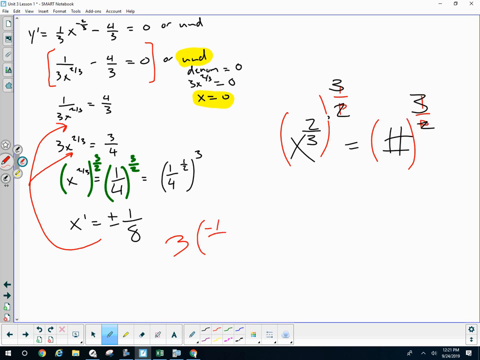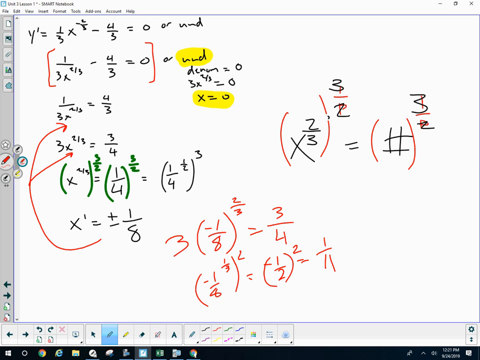Let me see. If I plugged in -1/8 right there, and I take -1/8 to the 2/3 and I multiply it by 3, do I get 3/4? Well, let's see. I know -1/8 to the 2/3 is the same as -1/8 cube rooted, squared. The cube root retains its sign. This is -1/2. -1/2 squared is 1/4. 1/4 times 3 is 3/4. Yep. I need the plus or minus.